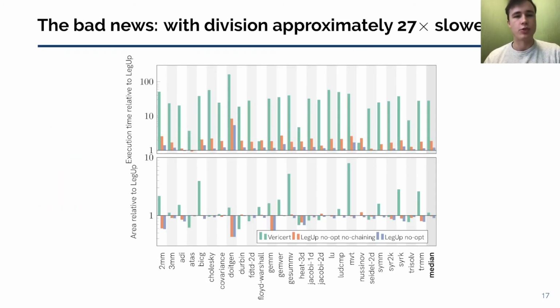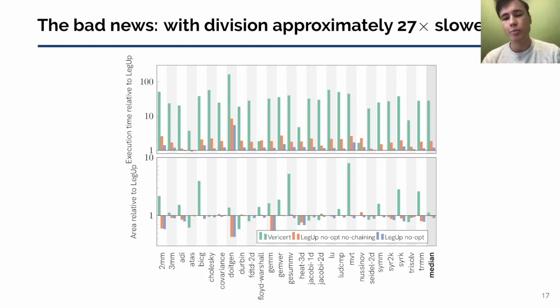So now looking at some results. The bad news is that with division, we're approximately 27 times slower than existing HLS tools. In this case, we're comparing against LegUp, and we managed to execute 27 out of 30 of the Polybench programs, where the 3 last ones were floating point, and so we couldn't handle those. But those are shown on the bottom, and the green bar then is how Vericert compares to optimized LegUp. And on average, we're 27 times slower than that.